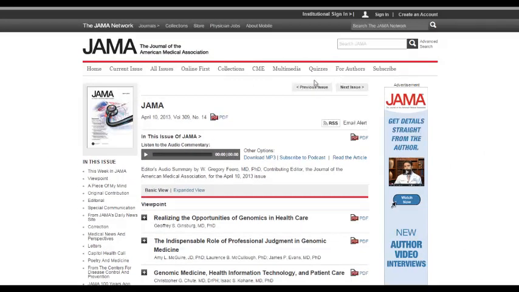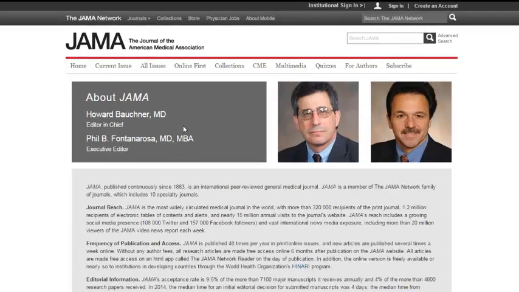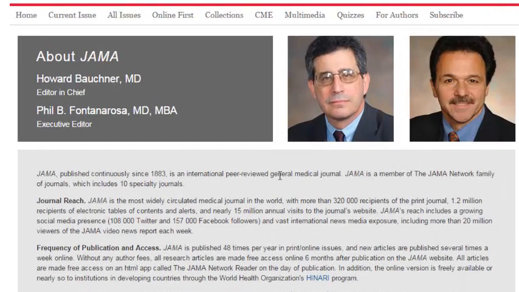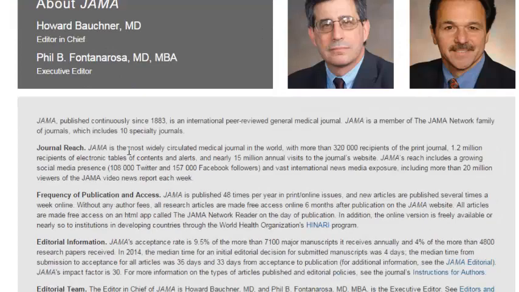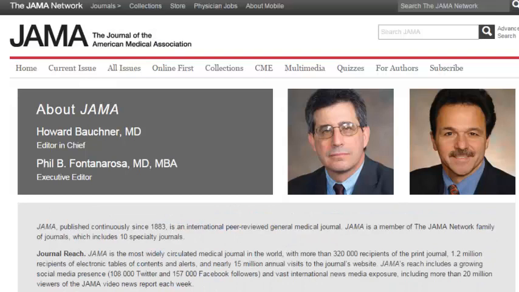For an example of a super detailed one, let's look at the Journal of the American Medical Association. In the For Authors section, you check out the About page, so we know it's peer-reviewed, who its audience is, how frequently it's published, all that kind of information.